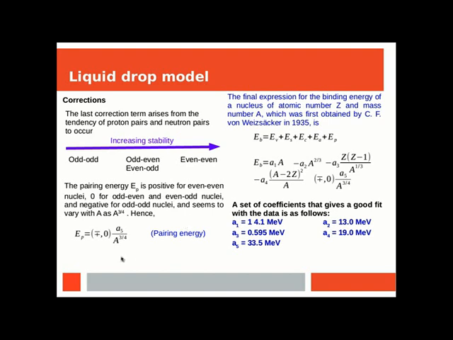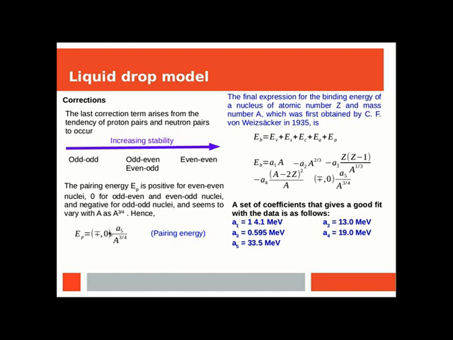So we are considering pairing also. You see that odd-odd nuclei are the least stable, odd-even and even-odd nuclei are moderately stable, while even-even nuclei are the most stable nuclei. The pairing energy is given by this in terms of mass number. Now it has three types of options. You see, it can be negative, it can be positive, and it can be zero.